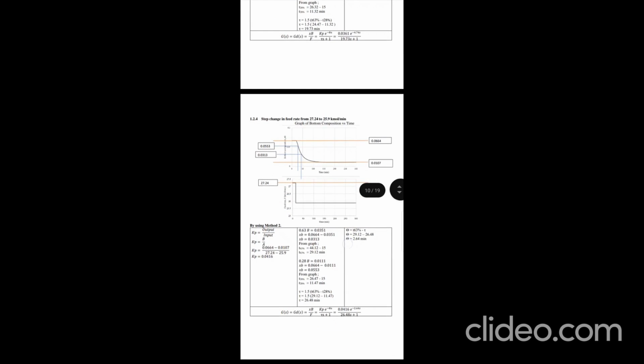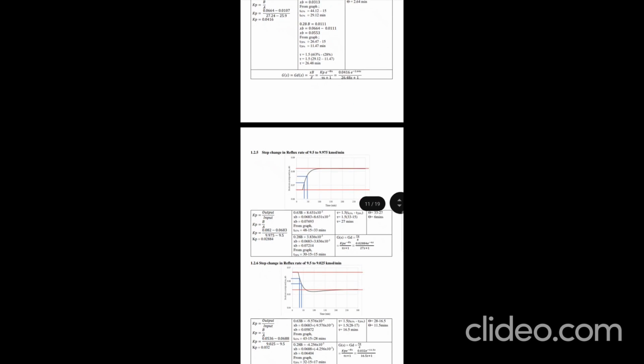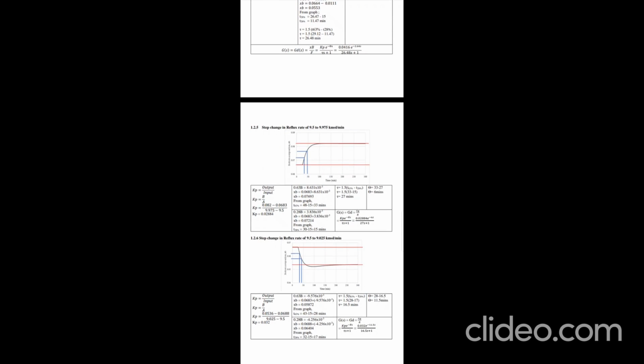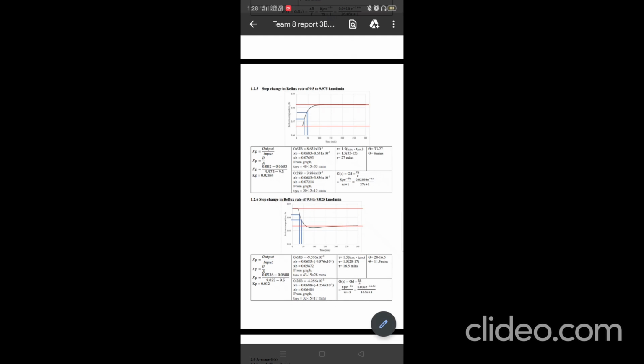In the step-down process of the feed rate, using the second method, we obtain a transfer function of GDS equals 0.0416 e to the negative 2.64s over 26.48s plus 1. In the reflux rate, the transfer function we obtain is GDS equals 0.0288 e to the negative 6s over 27s plus 1. Next, for the next graph, we obtain GDS equals 0.032 e to the negative 11.5s over 16.5s plus 1.